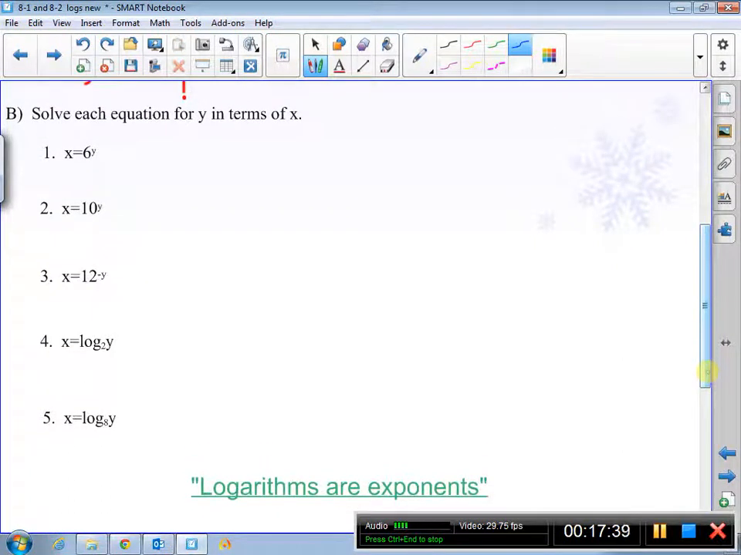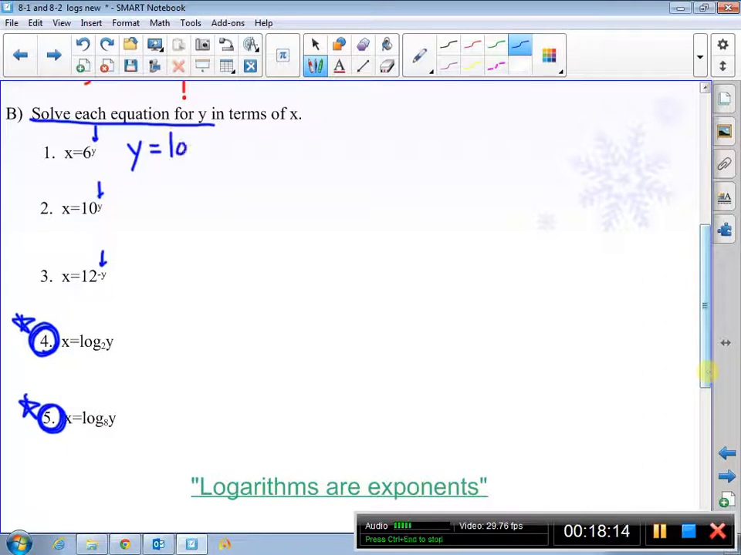Letter B. These say solve for y. So if you notice in each of these questions, y is the exponent. Actually, here it doesn't look like it, but we can rewrite this. Oh, no, I'm sorry. Number 4 is completely different. Glad I double-checked that. Okay, so solve for y. Y is the exponent. That means it equals a log base 6 of x.